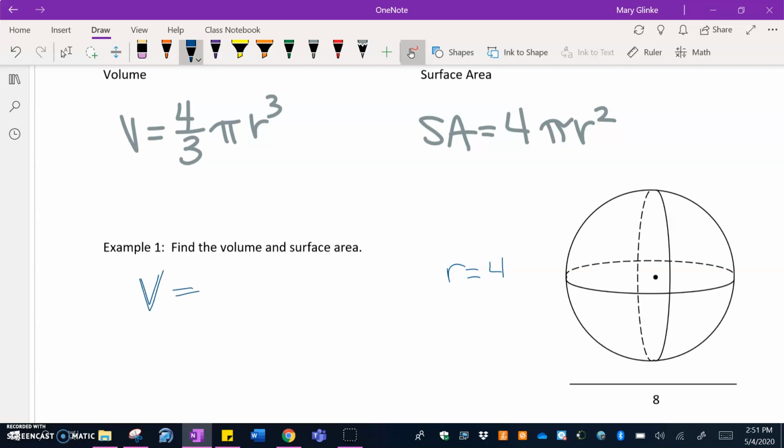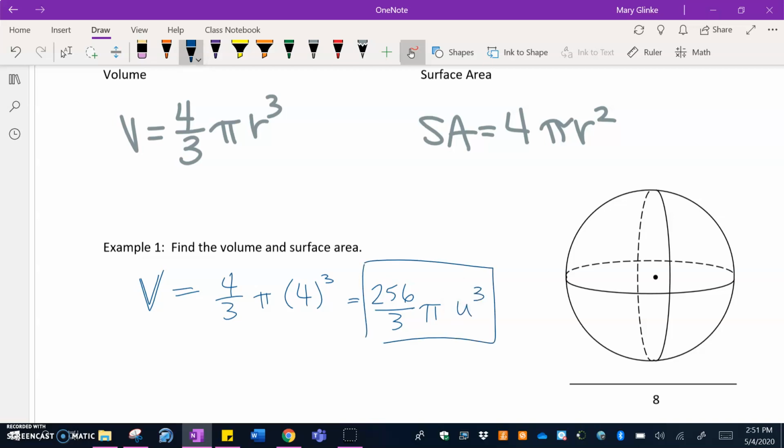The volume is going to be 4/3 pi r cubed. And so we are going to simplify all of that. We're going to do 4 cubed, and then multiply it again by 4, and then put it over 3. So that's 256 over 3 pi. Our units for this one aren't defined, so that's going to be units cubed. This would be your exact answer. You can type that in on your calculator and get 268.08 units cubed if you'd like.